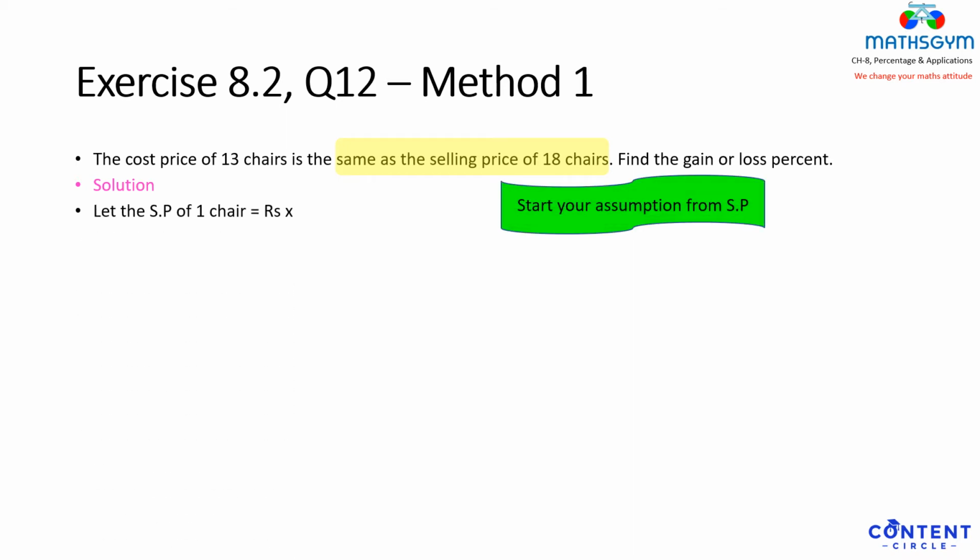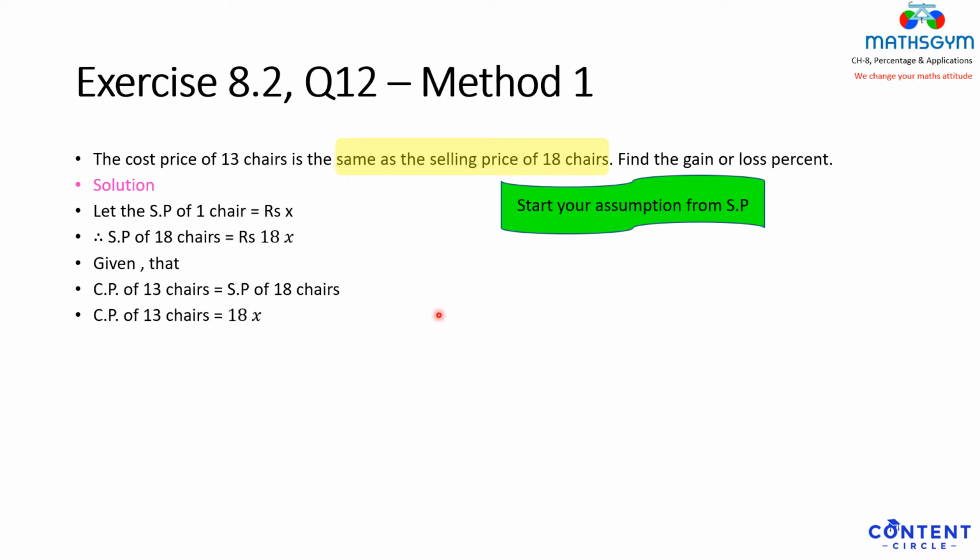Let the SP of one chair be rupees X. So SP of 18 chairs is going to be rupees 18X. It is given that CP of 13 chairs is equal to SP of 18 chairs. This is given in the question, the first statement: cost price of 13 chairs is the same as selling price of 18 chairs. So CP of 13 chairs is equal to 18X. We got this 18X from the previous step.